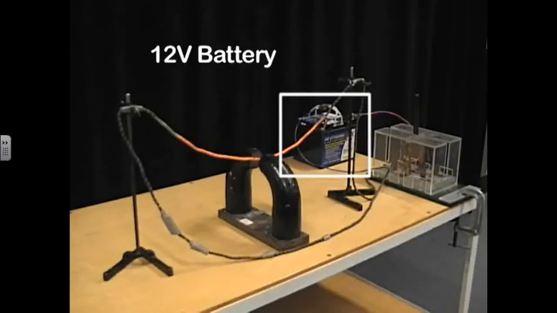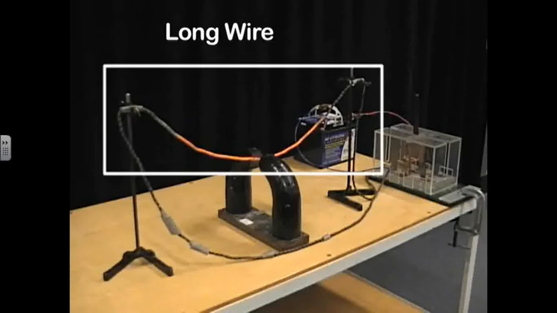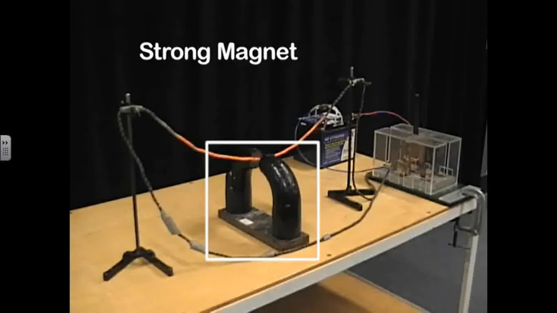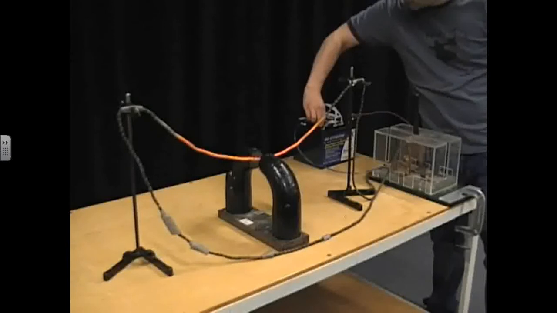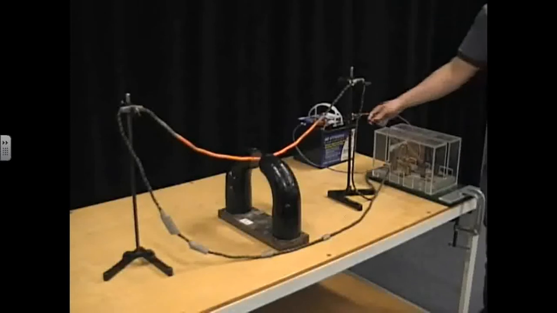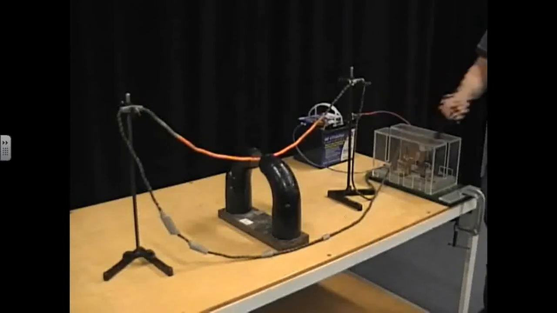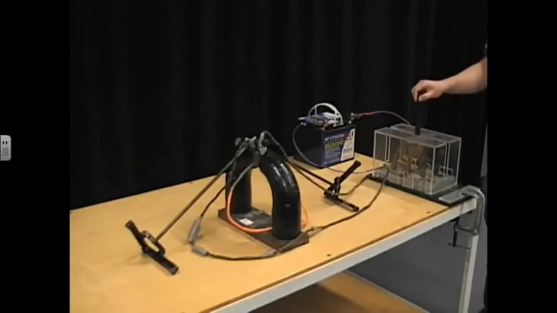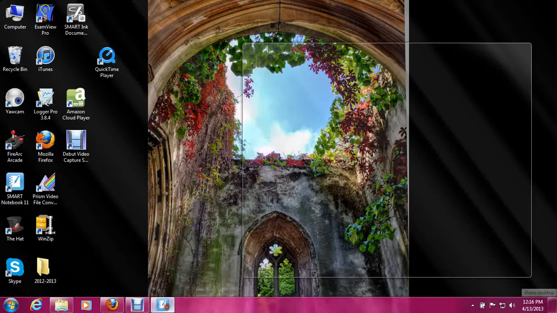In this setup, there's a battery to provide a voltage source, a switch to turn the current on and off, a long wire, which is the orangish thing, and a very strong magnet. When they turn the potential source on and close the switch, current runs through the wire. That current produces a magnetic field, and that magnetic field then interacts with the magnetic field of the magnet. And just like bar magnets repel and attract, they then apply a force on the wire, which is pretty cool.